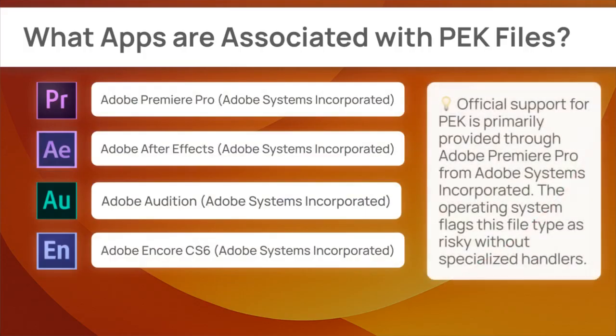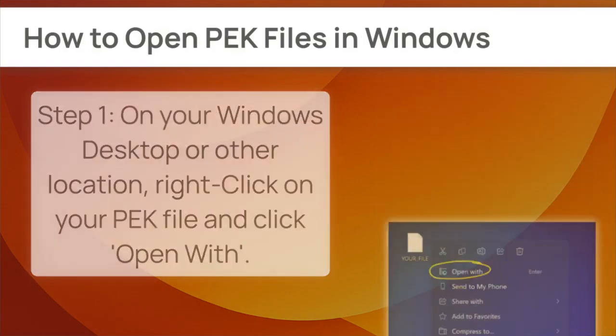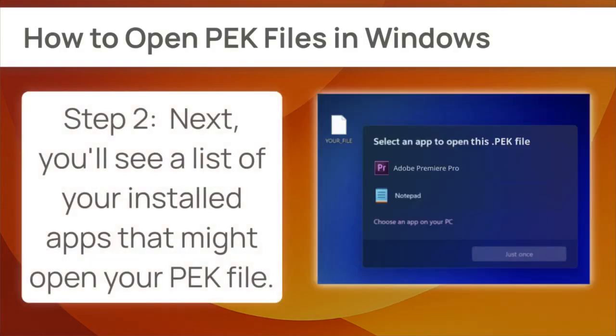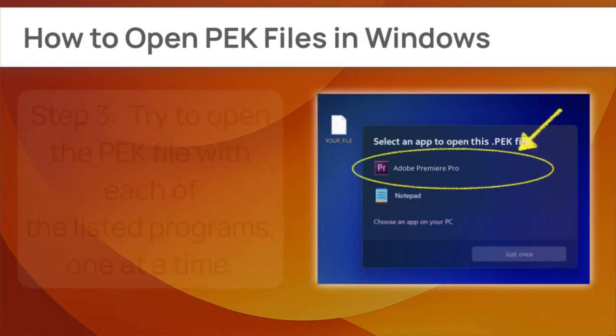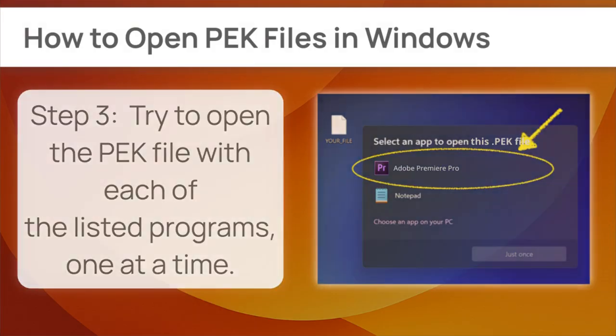Using a dedicated tool minimizes the security vulnerabilities associated with this format. Windows may discard them during routine maintenance, though not always consistently. Your key action: right-click the PEK file and choose Open With. Test Adobe Premiere Pro if it's an option. If not, select another application. Testing is the most reliable way to find the issue.